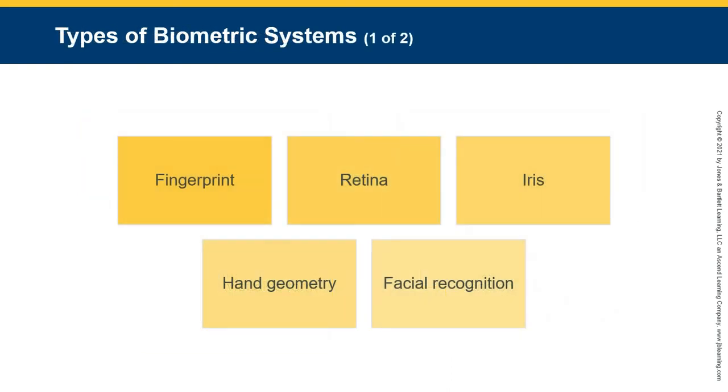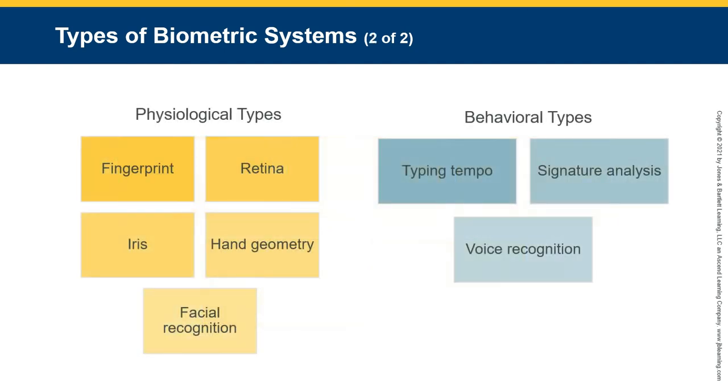Types of biometric systems. Physiology types: fingerprint, retina, iris, hand geometry, and facial recognition. Behavior types: typing tempo, signature analysis, and voice recognition.